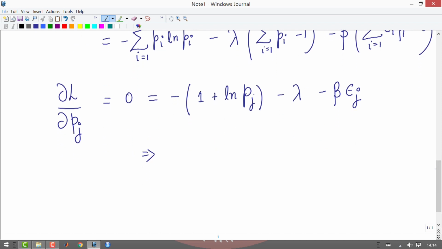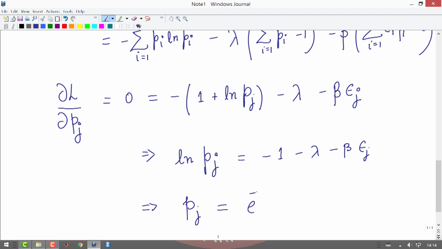So, what you will do is you can write down logarithm of P of j as minus 1 minus lambda minus beta times E of j, and this will simply give you P of j as e raised to minus 1 minus lambda into e raised to minus beta E of j.